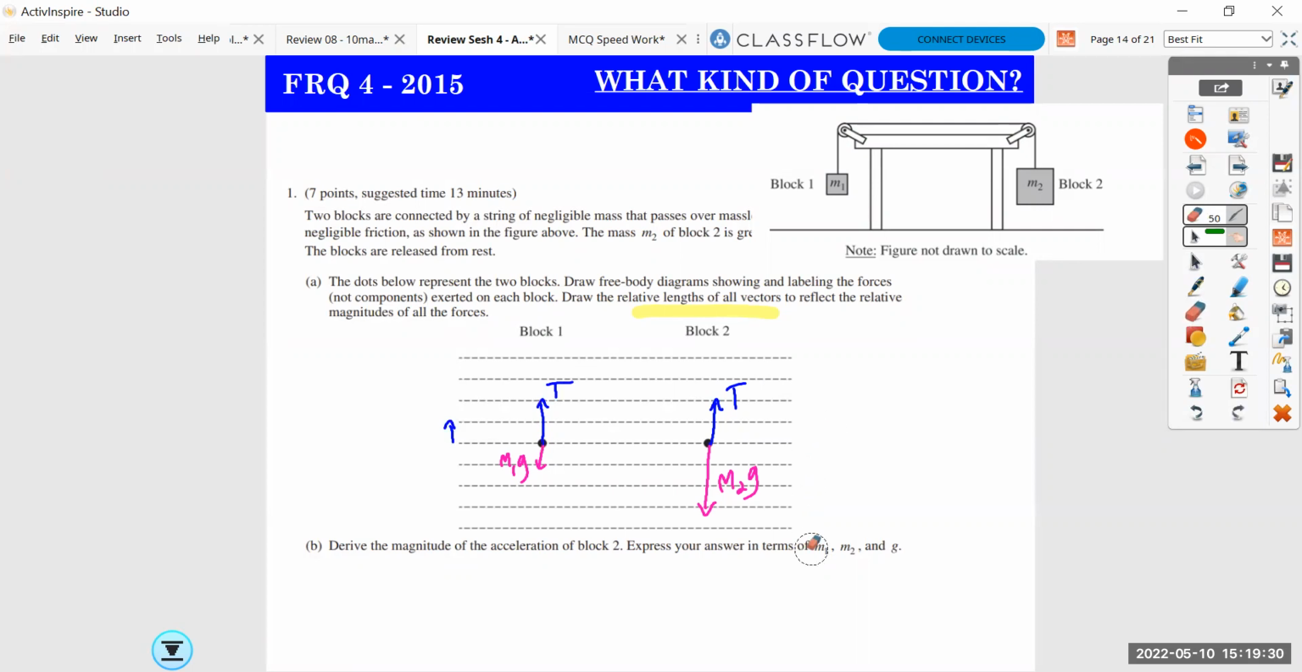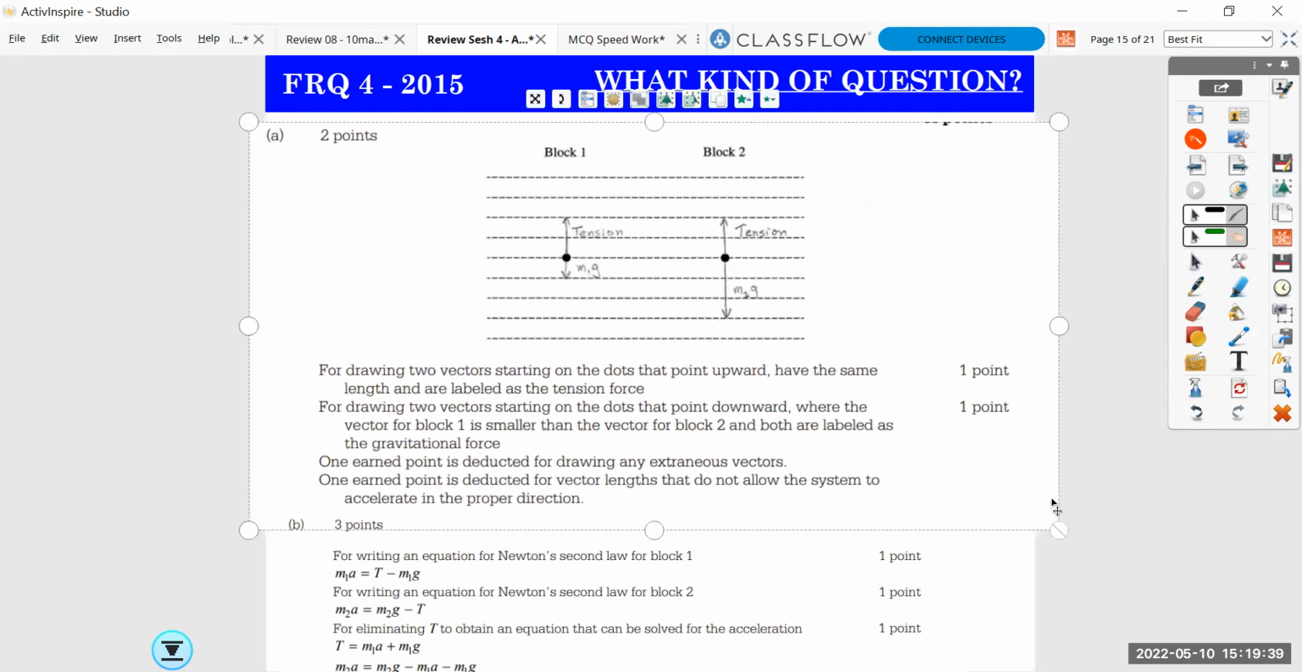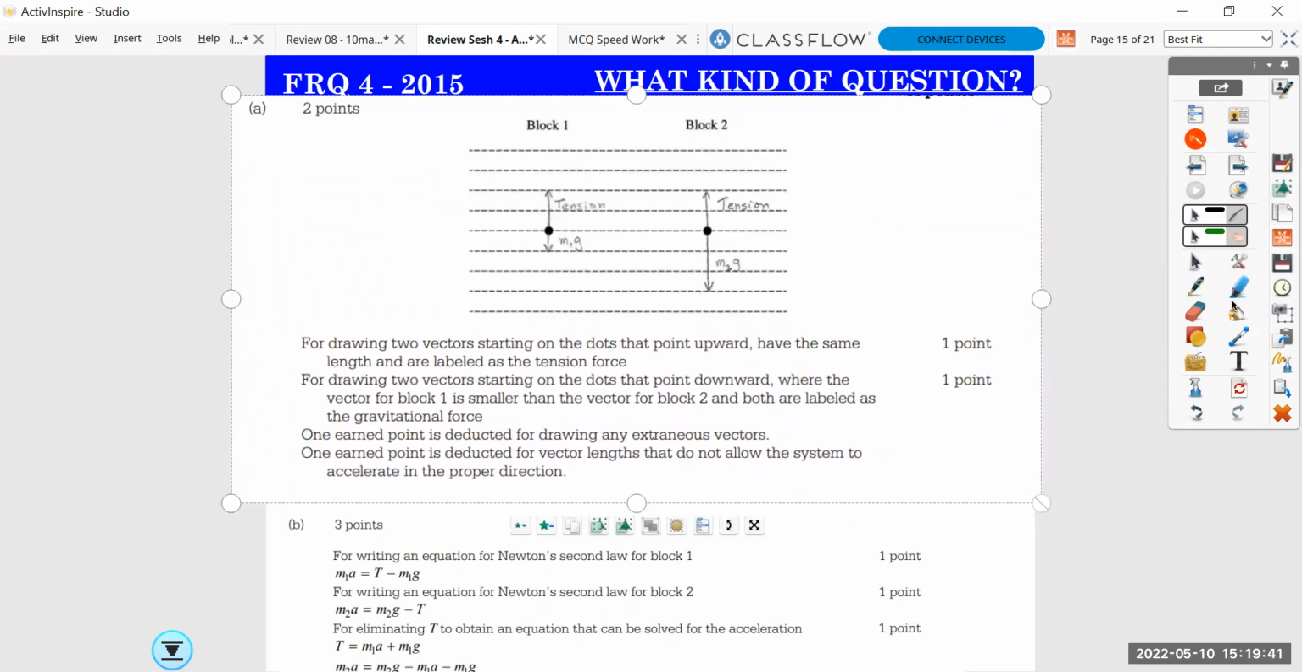Don't actually draw those extra vectors on there. Let's go ahead and just take a look how we did on the free body diagram. This is 2 points, 2 out of 7. Not bad. 2 points for drawing 2 vectors starting on the dot that point upward, have the same length and are labeled as the tension force.